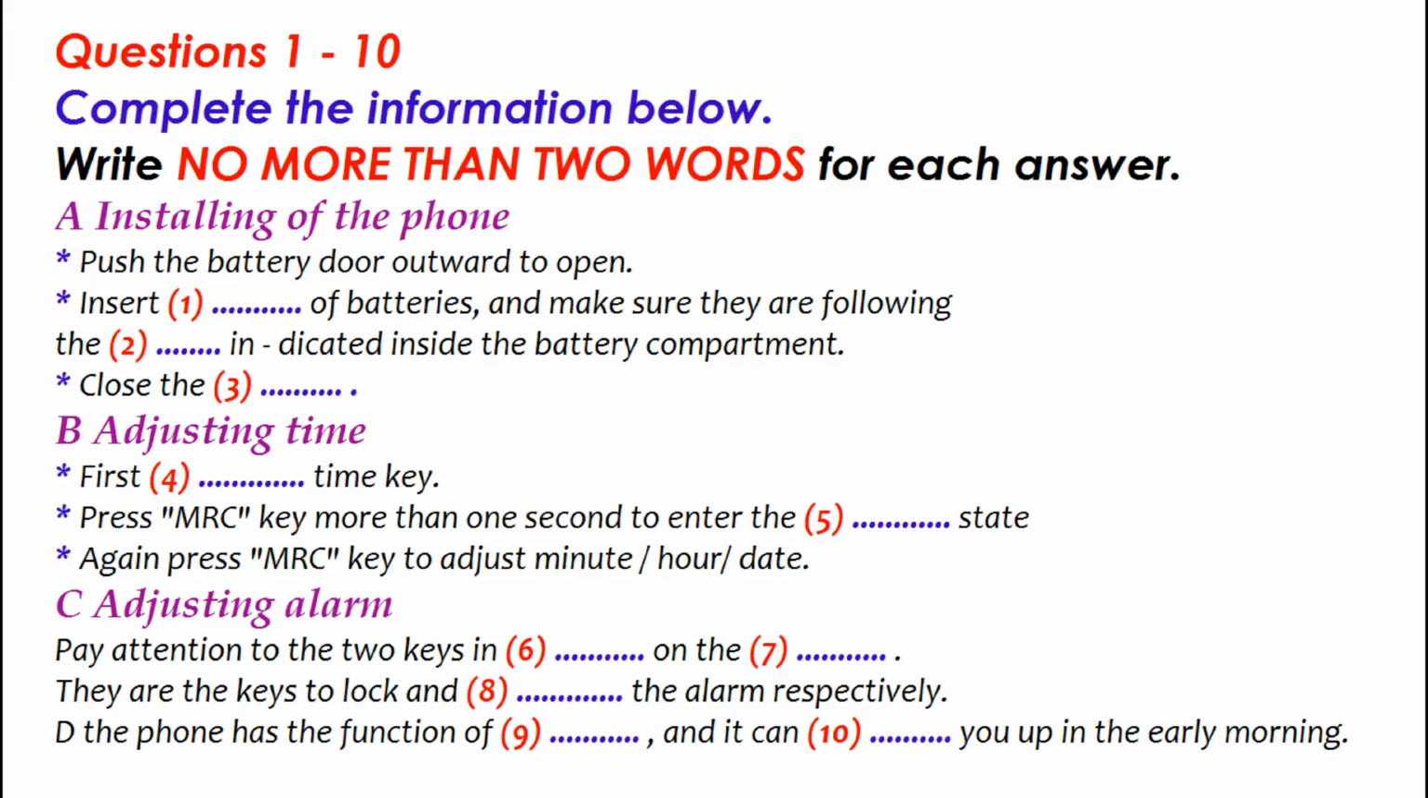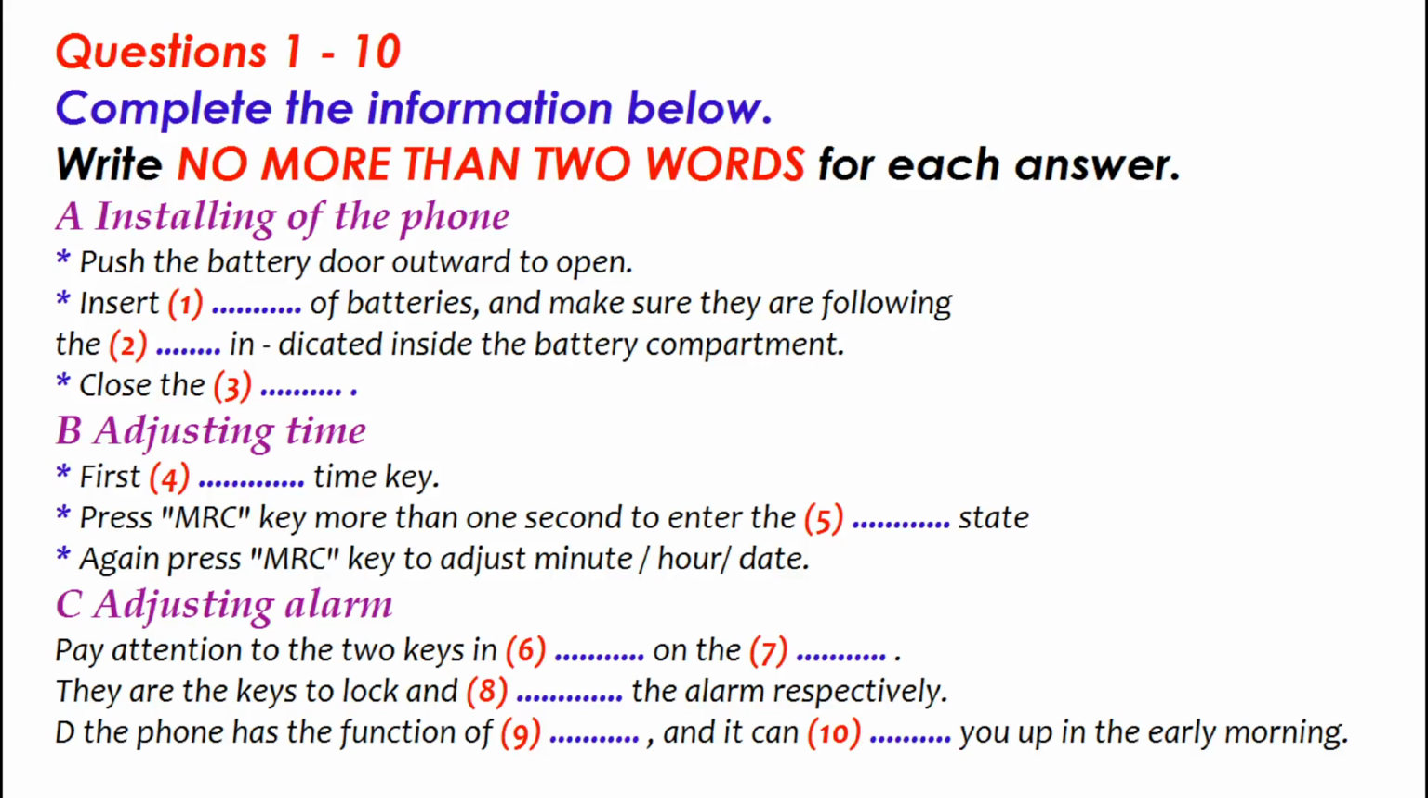I bought a new telephone. You read the instructions and I will install it, right? Sure. First, push the battery door outward to open and then insert 2 batteries, size AAA. Make sure they are following the polarity directions indicated inside the battery compartment. Finally, close the battery door. This is the first step.